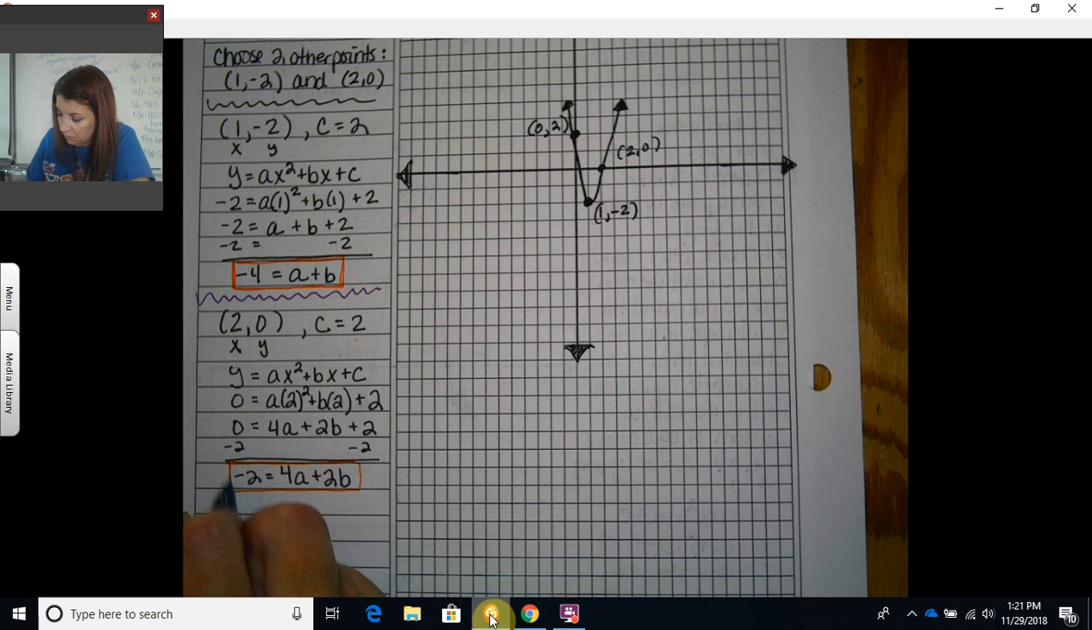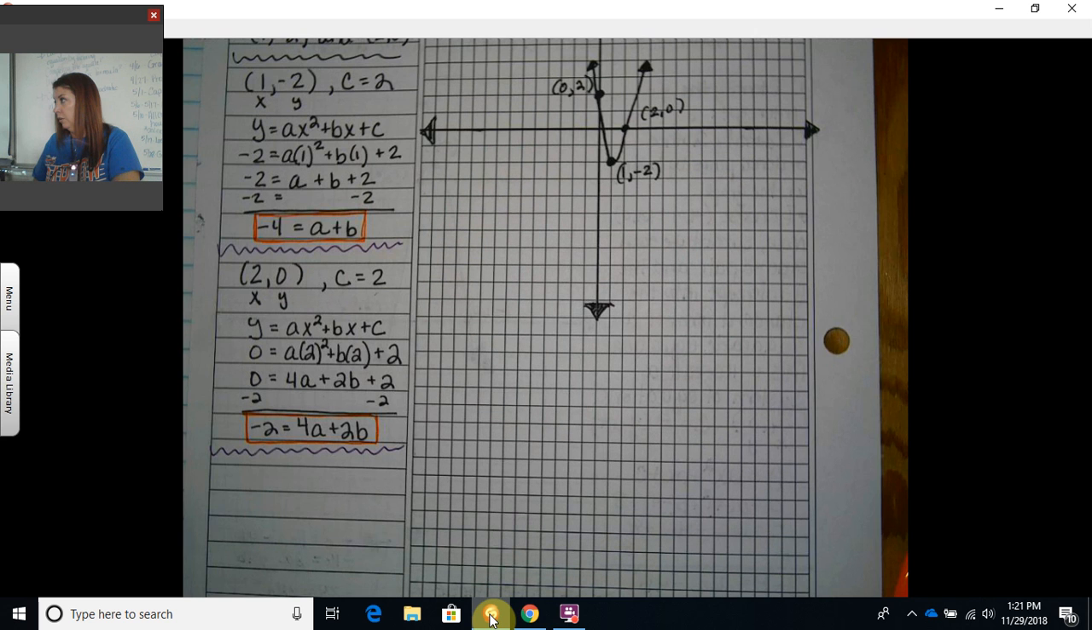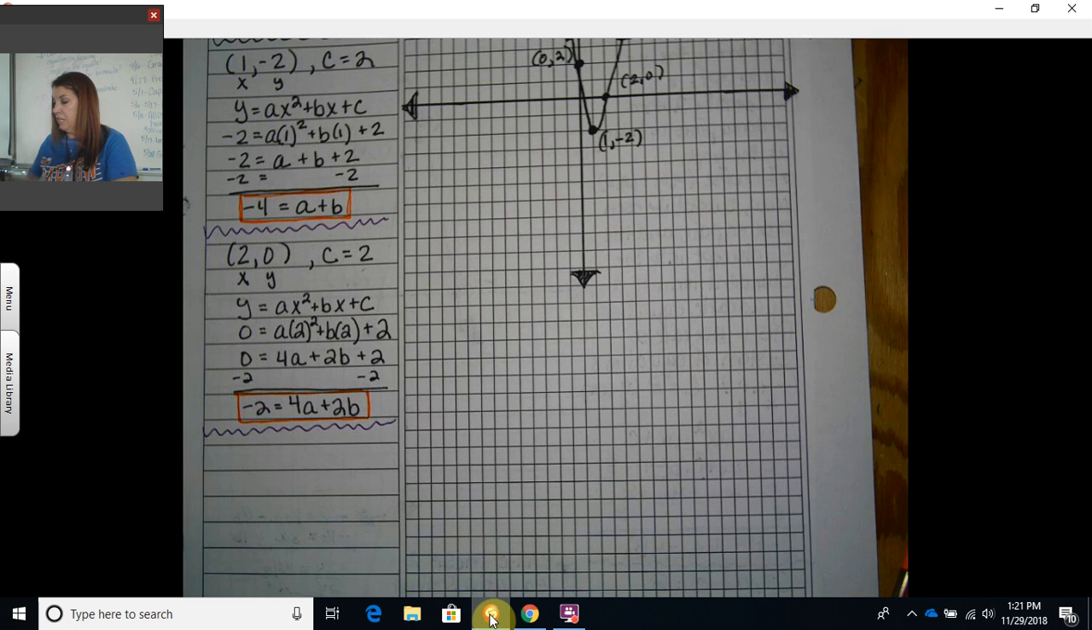Now what? How am I going to solve for both? What do I do to solve? Right, so I'll put them in a system, and then use elimination. I could also use substitution or graphing, but I would suggest elimination.